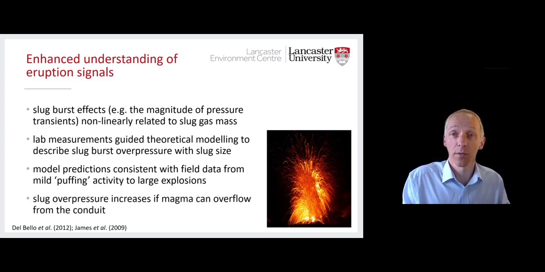The work carried out by Del Bello et al. also showed that burst overpressure can be even greater if magma is able to overflow from the top of the conduit during slug ascent. You can understand this because any magma loss from the top of the conduit above the slug increasingly reduces the overburden pressure on the slug and hence promotes rapid gas expansion.